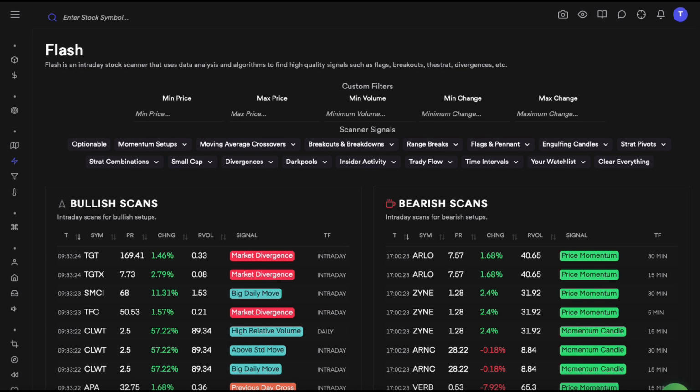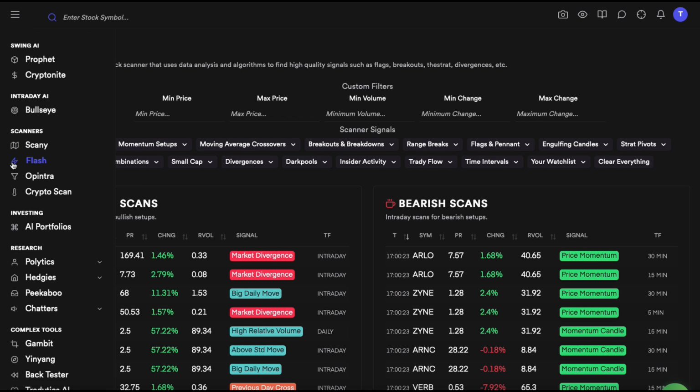Hi everyone, let's talk about Flash today, which is our intraday stock scanner. So in the previous video in this crash course, we talked about Scanny, which is our daily stock scanner. It updates after the market is over, and it helps you prepare for the next couple of days or the couple of weeks or months.